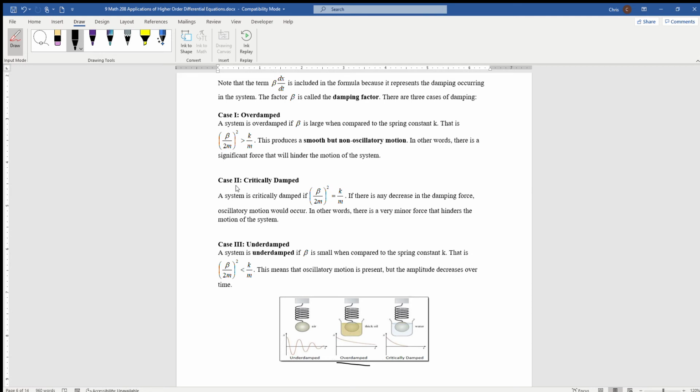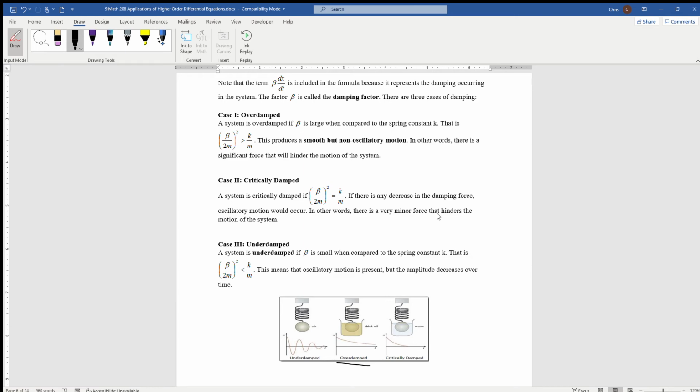The critically damped type is the one that's just on the cusp of overdamped. In other words, if there was any less damping force, then we would have one of our oscillatory motions, where it goes up and down and up and down. It's an extremely minor force, and it's going to take a while for the system to get down to the point where it's asymptotic.